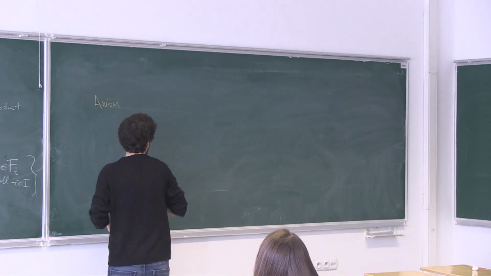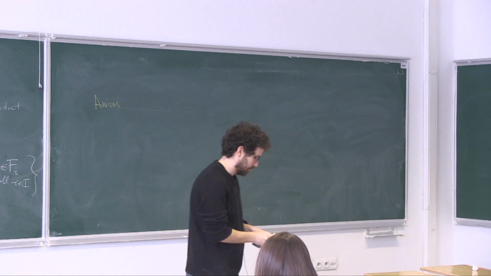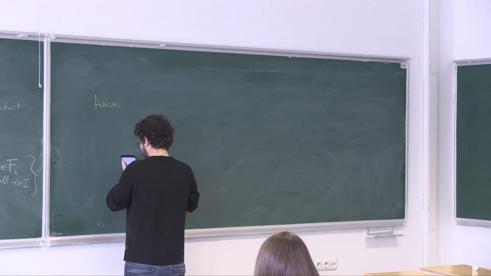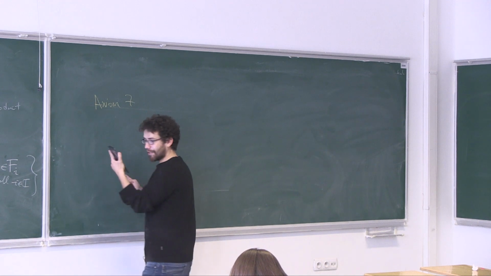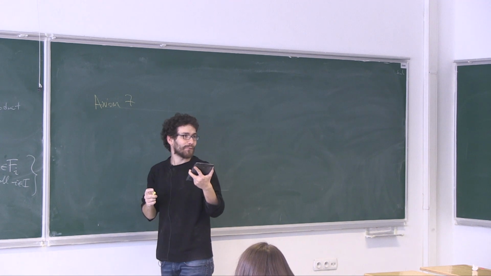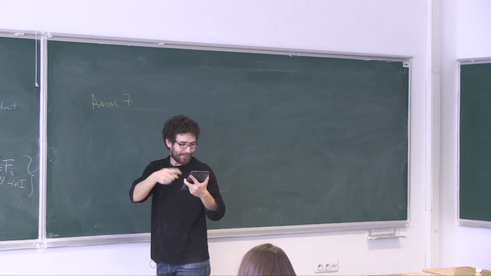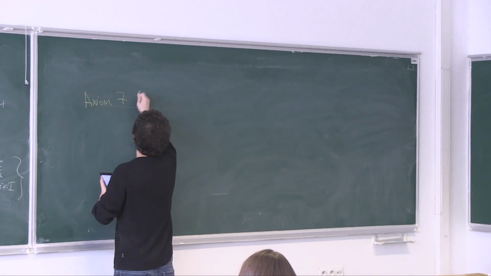Axiom number what? 7? Okay. This is in the section in our notes, to choose or not to choose. Apparently, I was a bit Shakespearean while writing this.